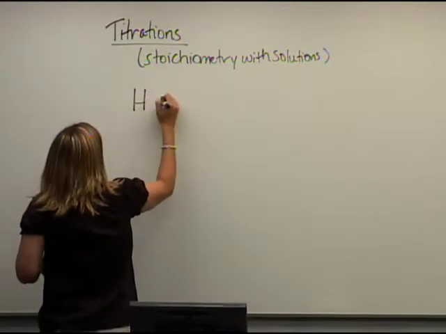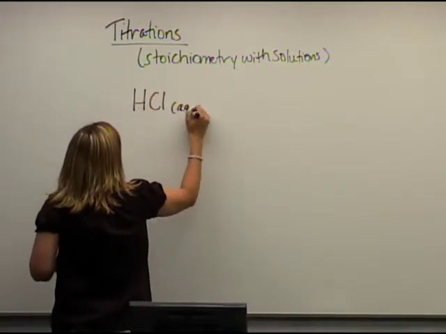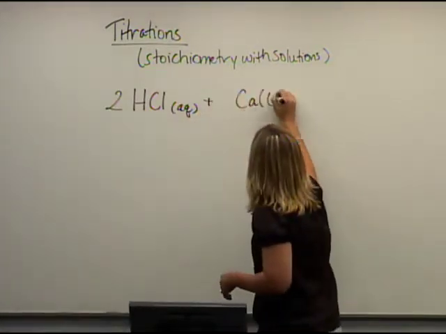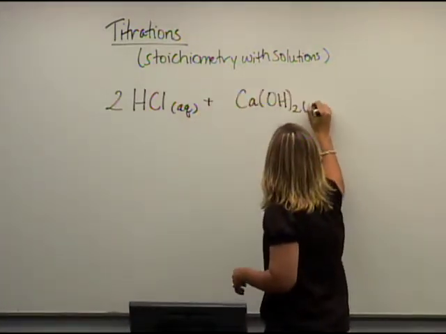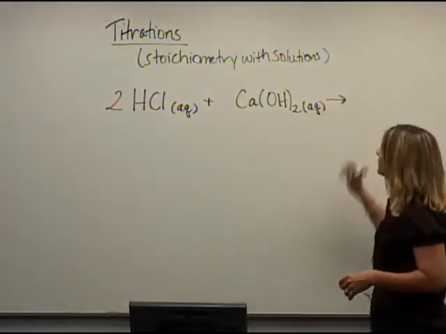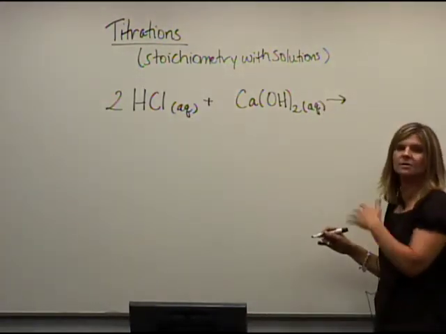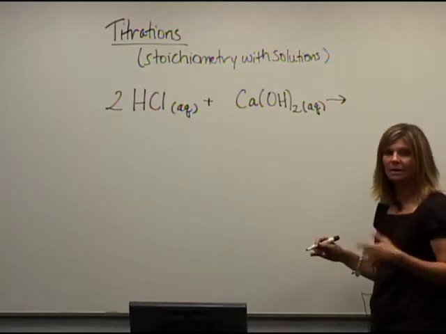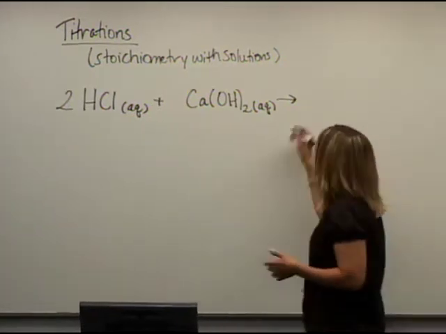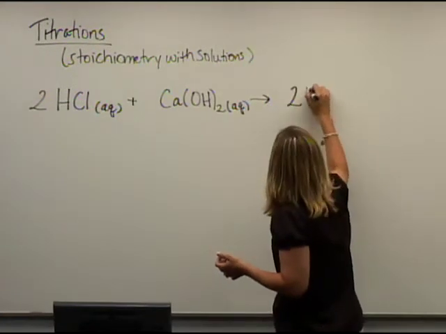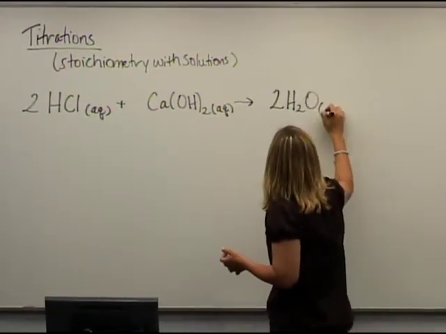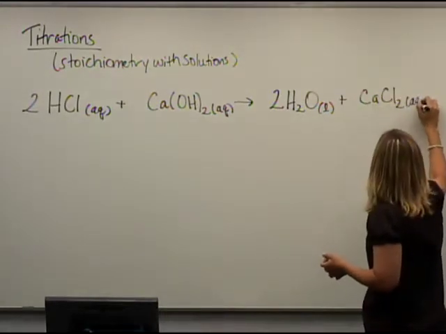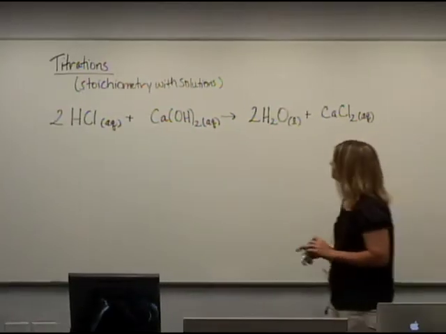So let's say that I have HCl, and I'm going to react that with calcium hydroxide. Now at this point, you should be able to tell me what those products are and write a balanced reaction for that. It would be a really good thing for you to pause now and make sure that you can still do that. But for now, we're just going to go ahead. And we've got calcium chloride. So here's our balanced reaction.